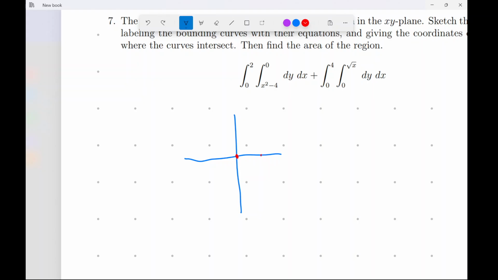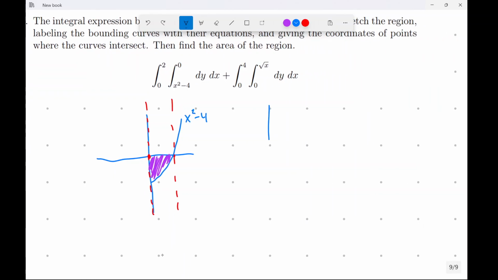So x starts here and ends here, or between these two curves. And then y goes from 0 to x squared minus 4, which is this region. It's like a parabola. Oh, wait, no, x squared minus 4, which is this region. And so this is the first part of the region. I know it intersects here because if I plug in x equals 2 into x squared minus 4, I get y equals 0.